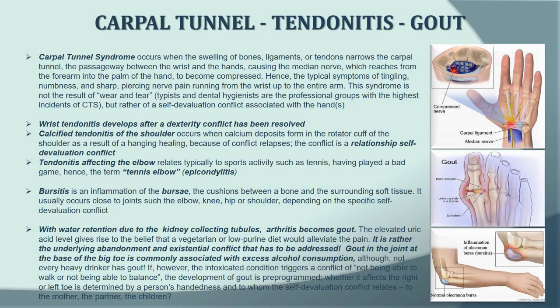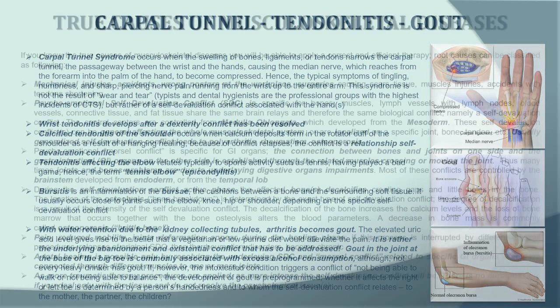If, however, the intoxicated condition triggers a conflict of not being able to walk or not being able to balance, the development of gout is pre-programmed. Whether it affects the right or the left toe is determined by a person's handedness and to whom the self-devaluation conflict relates: the mother, the partner, or the children.